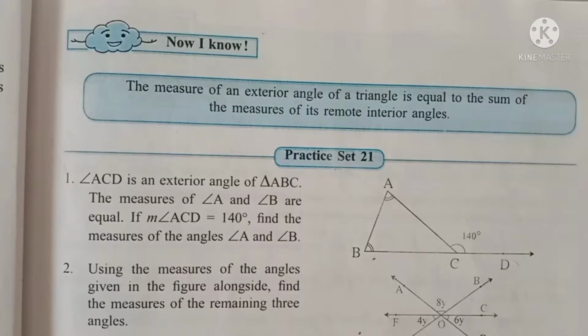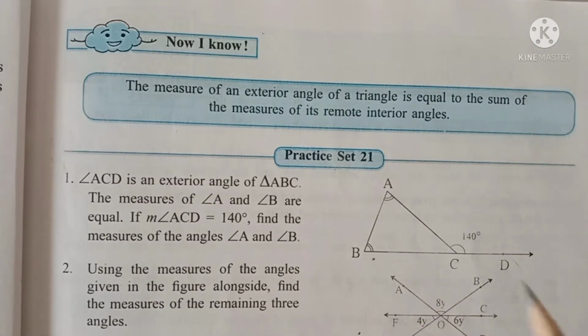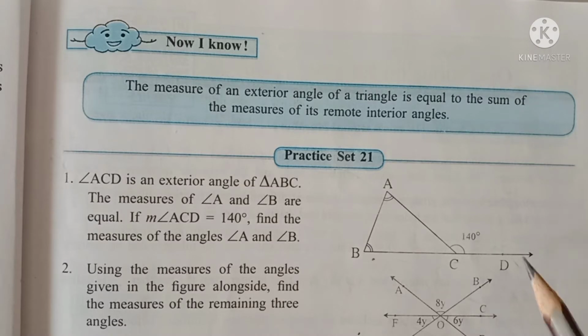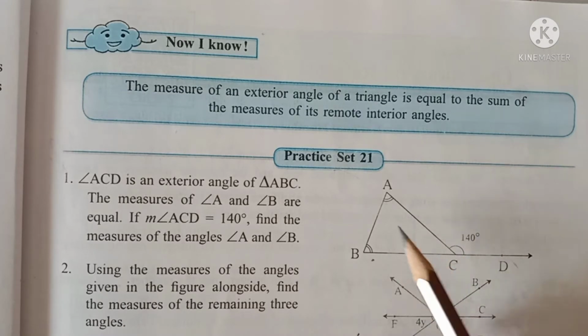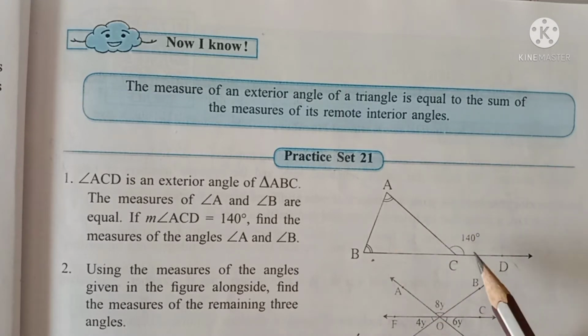So let us start. Question number 1. Angle ACD is an exterior angle of triangle ABC. Means angle ACD is exterior angle. The measures of angle A and B are equal, and measure of angle ACD is equal to 140, and you have to find the measure of angle A and B.